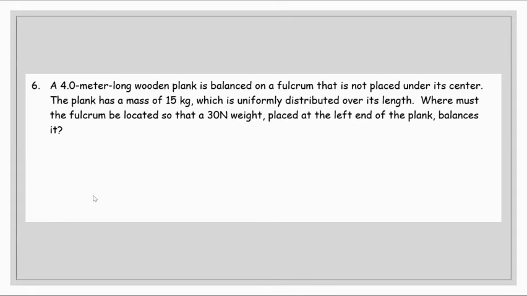The plank has a mass of 15 kilograms, which is uniformly distributed over its length. Where must the fulcrum be located so that a 30 Newton weight placed at the left end of the plank balances it? So here we have a 30 Newton weight, a 15 kilogram plank, and that plank is 4 meters long. On the left-hand side, directly here, we have a 30 Newton weight.